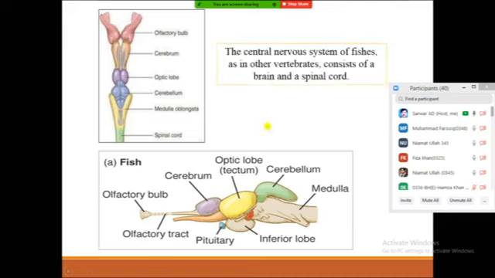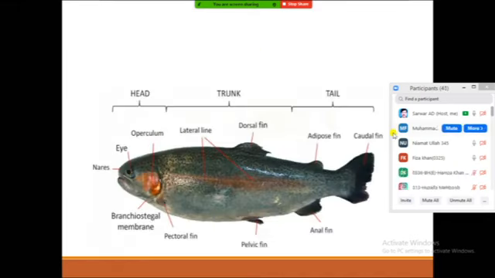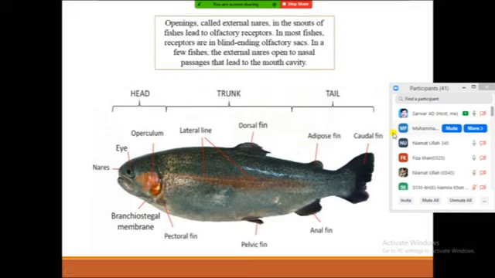The central nervous system of the fishes, as in other vertebrates, consists of a brain and a spine. Here, the fish is shown in reference to the nares, the external nares. These are present in the snout region, and they are the olfactory receptors. Basically, they help the fishes to smell different types of organisms in the vicinity. These are present just in front of the eyes. Openings called the nares in the snout of the fishes lead to the olfactory receptors.